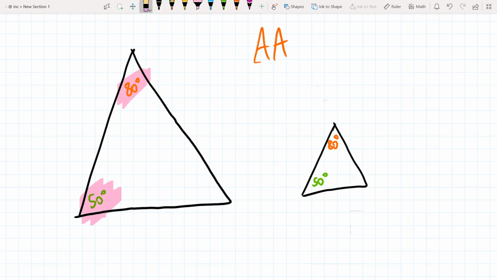Because if the first two angles are the same, that means the third angle must be the same, and if all three angles are the same, then those triangles are the same shape. Now they might be different sizes, you don't know. Just based on the angles, you don't know if they're the same size or different sizes, but that doesn't actually matter. If all we're trying to do is prove that they're similar, you don't care if they're the same size or different size. All you care is that they are the same shape.